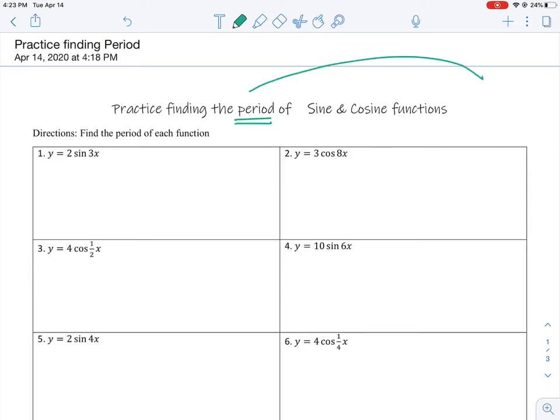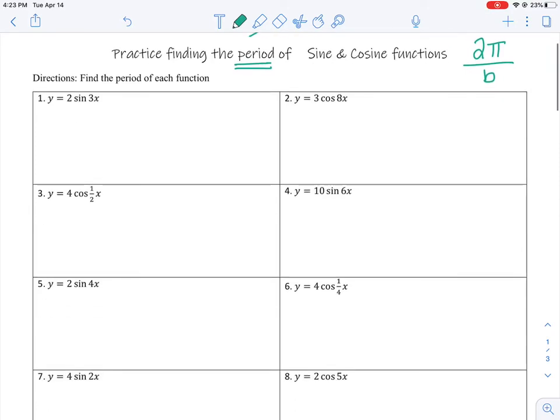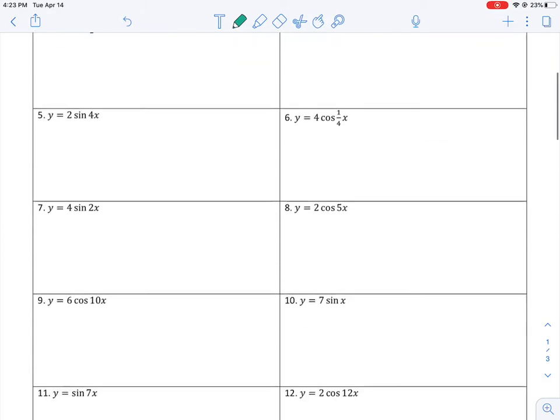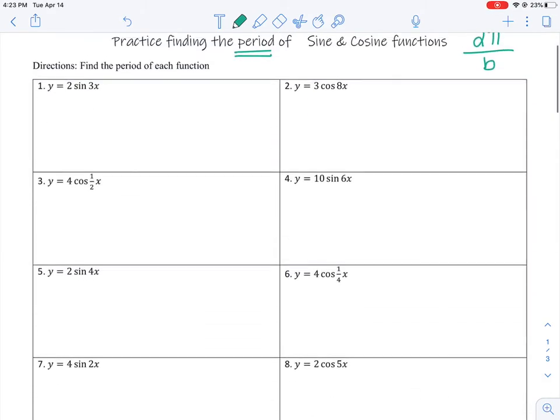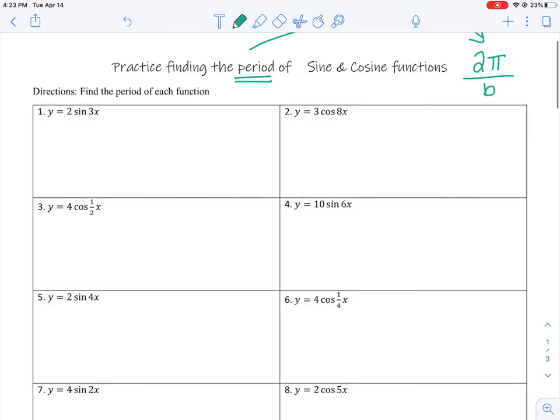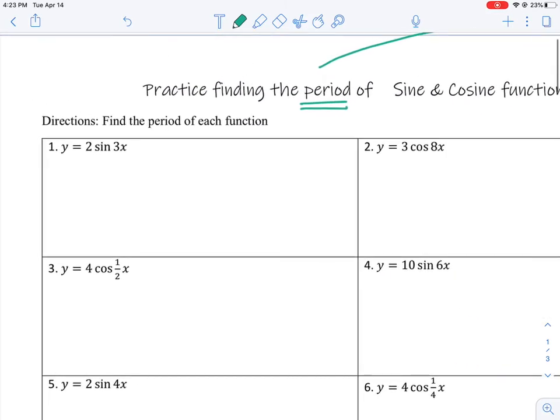The one thing that you guys do need to know is the formula for period. So to find period, I do 2 pi and I divide it by my b value. And that b value is your frequency. And we will look at what it looks like in these equations. So I'm going to try 4 with you, and then you guys will be completing the rest as your assignment for today. So let's take a look at this first one.